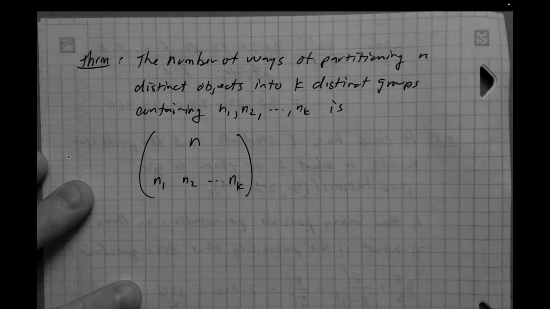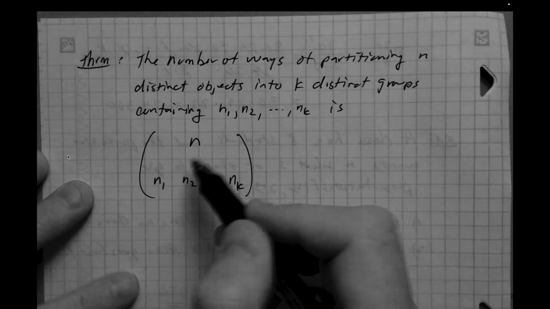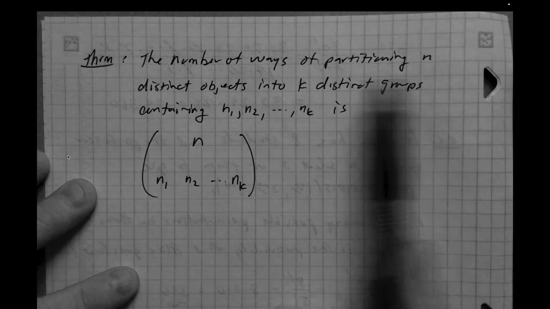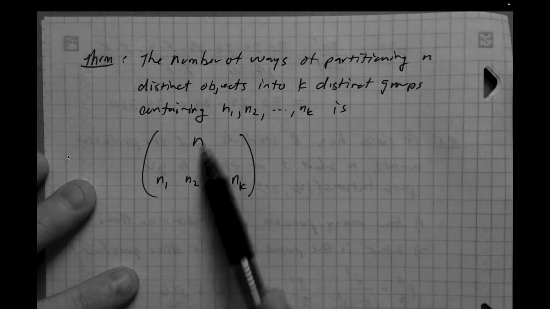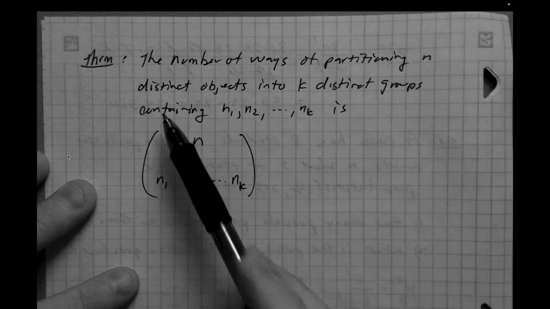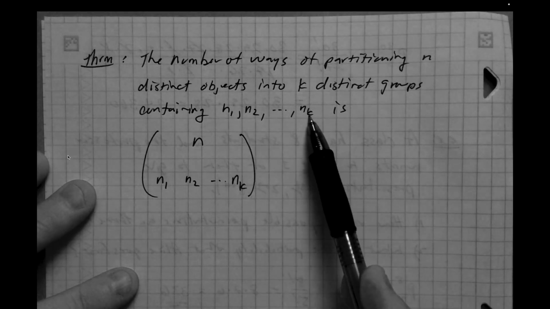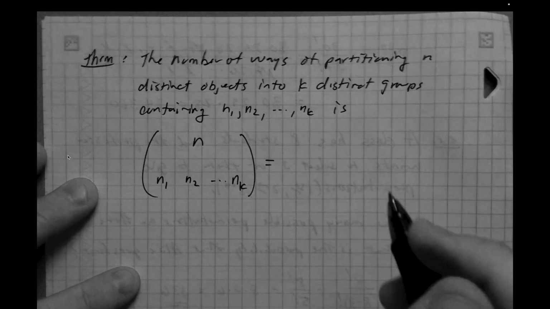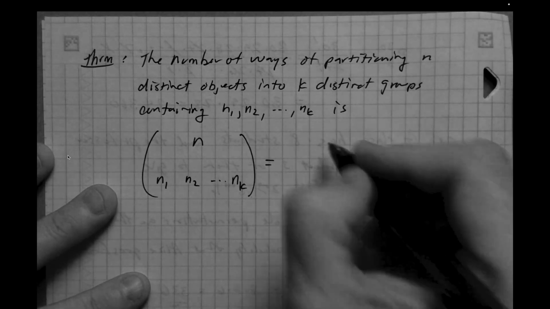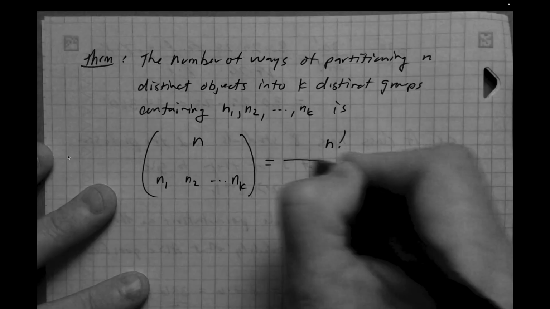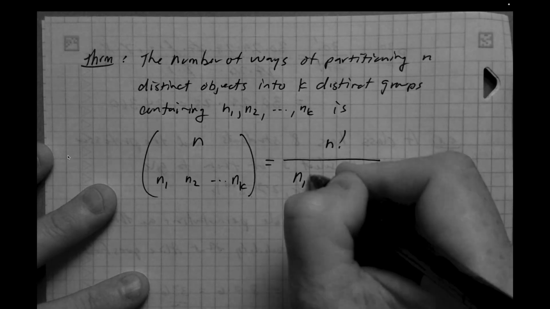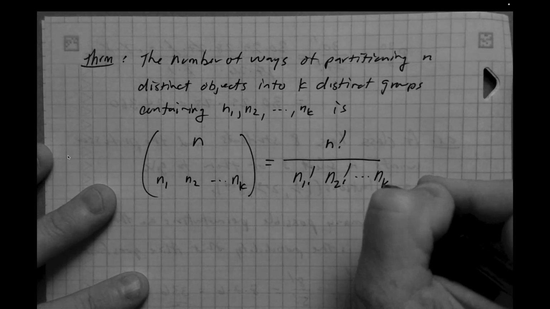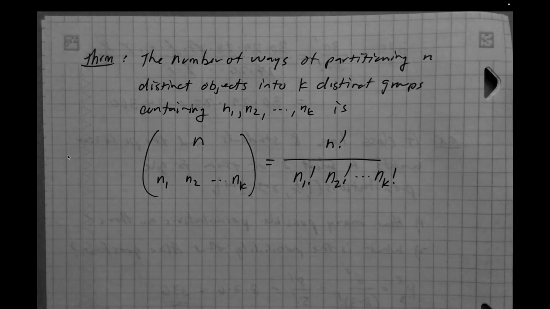This isn't a fraction, and this isn't a product either. This is just a spatial arrangement here. But so the number of ways of partitioning n distinct objects into k distinct groups containing this many, this many, this many, n1, n2, nk is this. And what this means in factorial notation is just n factorial divided by n1 factorial times n2 factorial times nk factorial.